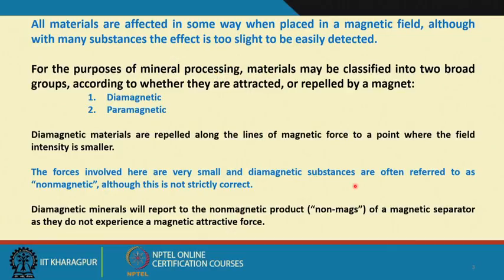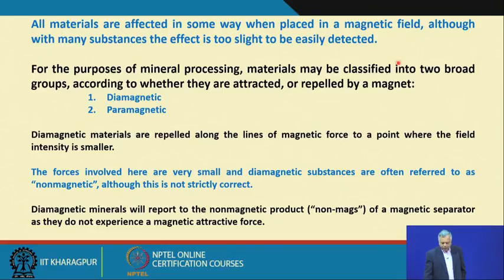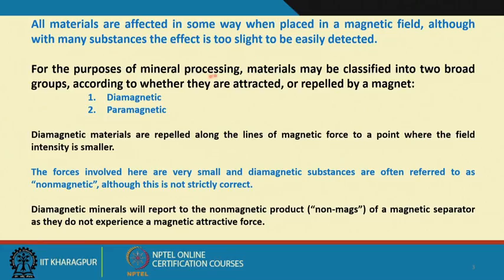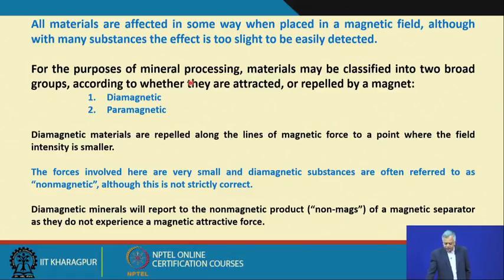Actually, all materials are affected in some way when placed in a magnetic field, although with many substances the effect is too slight to be easily detected. That means, when you put any material under a magnetic field, there is some effect, but in some cases the effects are very pronounced, and in some cases the effect is too slight to be easily detected. For the purpose of mineral processing, materials may be classified into two broad groups according to whether they are attracted or repelled by a magnet. They are diamagnetic and paramagnetic particles.